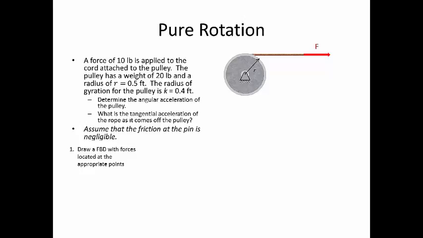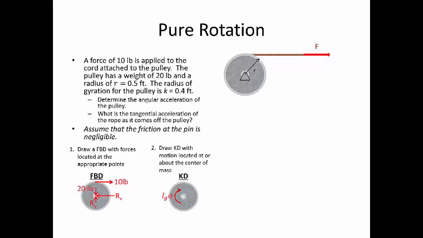Well, our first step is to draw the free body diagram with the forces located at the appropriate points. In this case, we have a force of 10 pounds, which represents the force applied through the rope, a weight of 20 pounds, a reaction in the y direction, and a reaction in the x direction at the pin. Next, we draw a kinetic diagram with motion located at or about the center of mass. In this case, we have pure rotation, so all we have on our kinetic diagram is our mass moment of inertia about the center of gravity times our angular acceleration. Now we can set these two equal to each other, calculate the mass moment of inertia, and write the equations of motion for rotation, since we're only looking for angular acceleration.